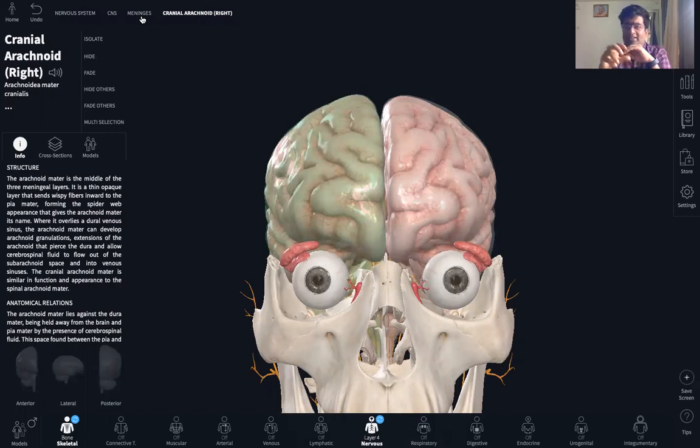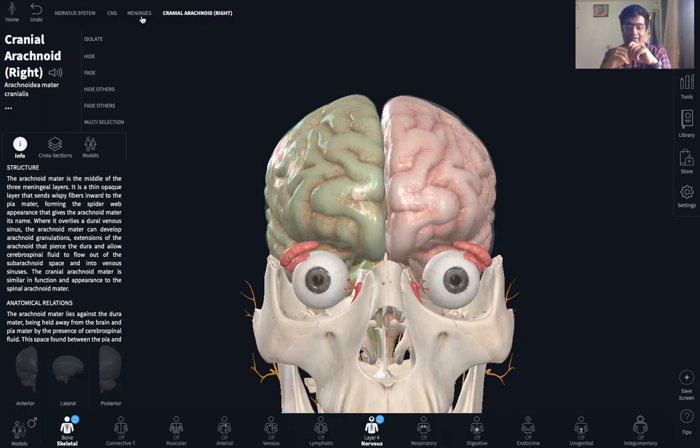The word pia means tender or soft. So it is like a mother. The mother is very hard from outside, very tough from outside, and from within she is very soft. So like that, you have these three meninges. Actually, the word matter means mother. So dura mater, arachnoid matter, and the pia matter are the three meninges.